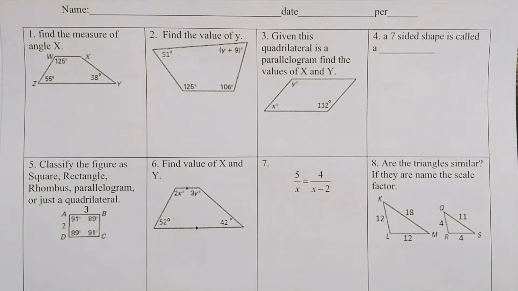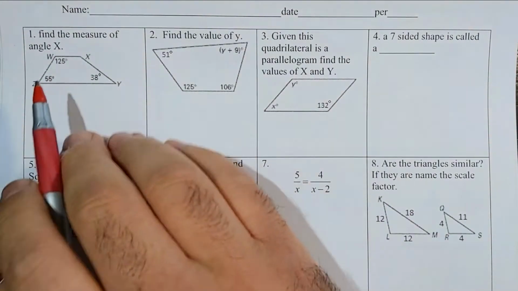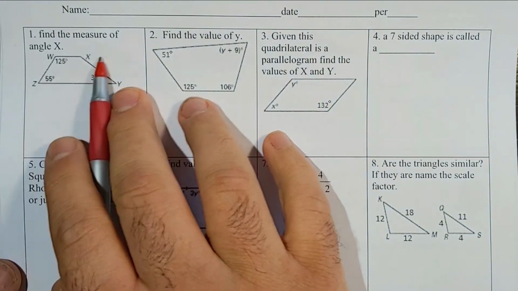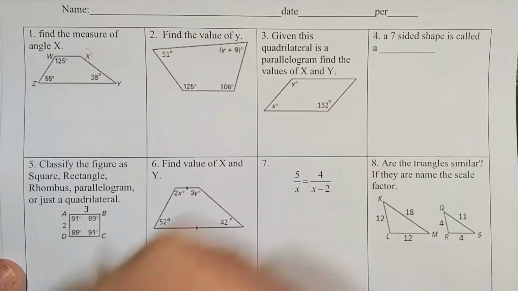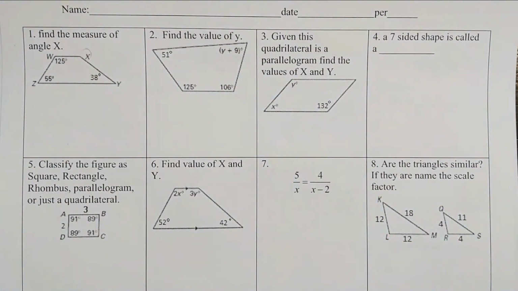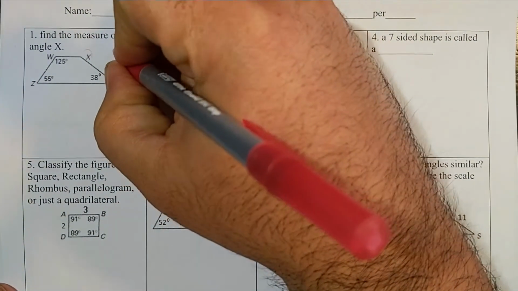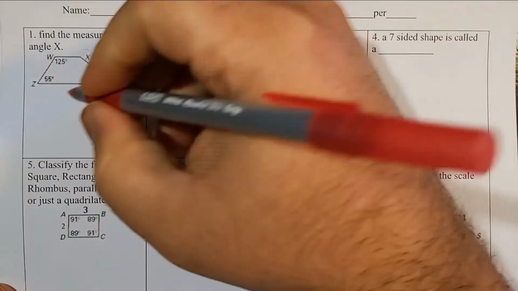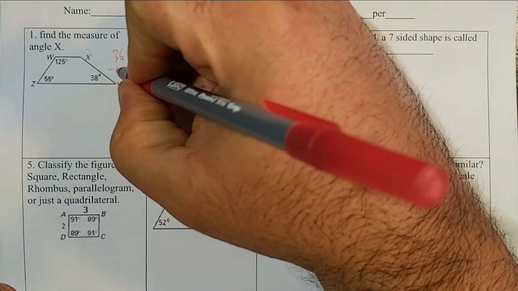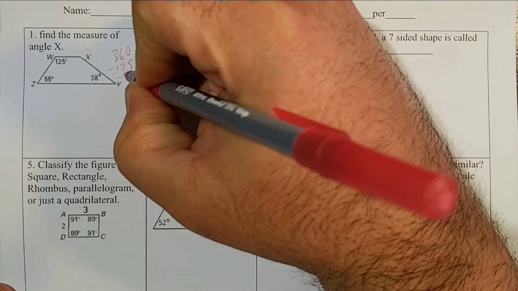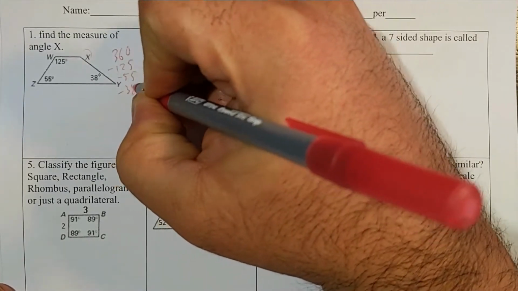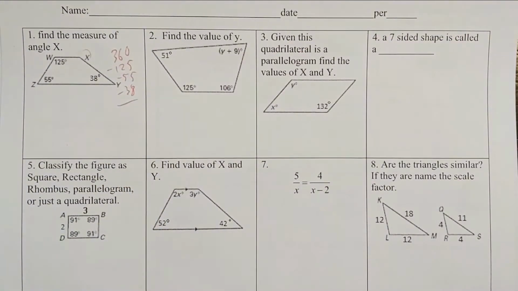Okay, this is the second review for the final. First one says find the measure of angle X. If you're looking for this angle up here, this is a quadrilateral. Start out with 360 degrees and subtract away all the angles that you know. So you're going to subtract 125, 55, and 38, and whatever's left over has to be the missing angle.